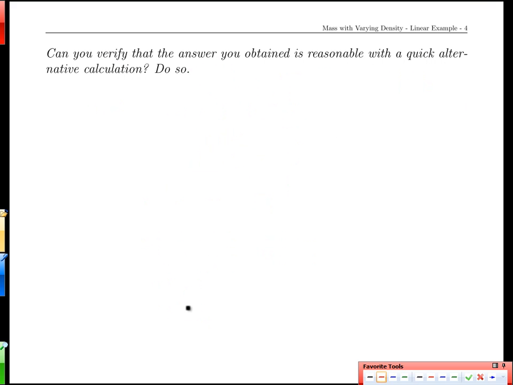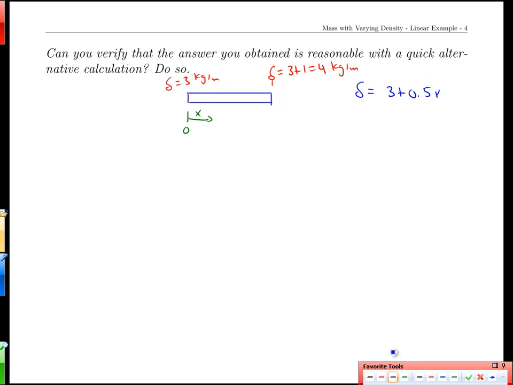Now, it's worth asking, does that make any sense whatsoever? Well, I hope we can see that it does. If we imagine the bar here, we can note a couple of things. The density was 3 plus 0.5x, with x being this distance from the left edge. So at the left-hand end, the density was 3 kilograms per meter. At the upper end down here, the density was 3 plus 0.5 times 2, or 4 kilograms per meter. And we know it increases smoothly in between. It's just a linear function.